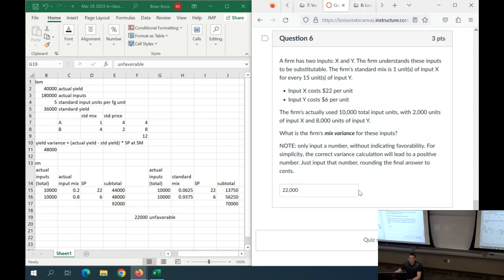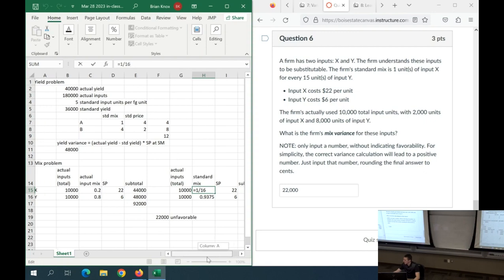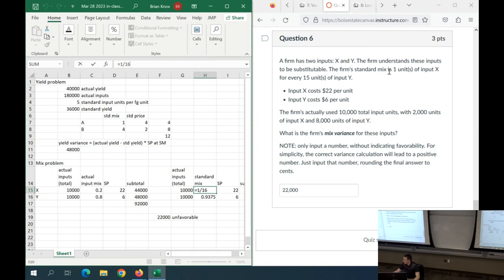Is that okay? Could you go to cells 815 and 816? Yes. So I have in here 1 over 16 for x. This is the x's standard mix because it says 1 unit of x for every 15 units of y. So total, there's 16 units being expressed here, 1 plus 15. So 1/16 of the input units is x, and then 15 of those 16 input units are y. Good.